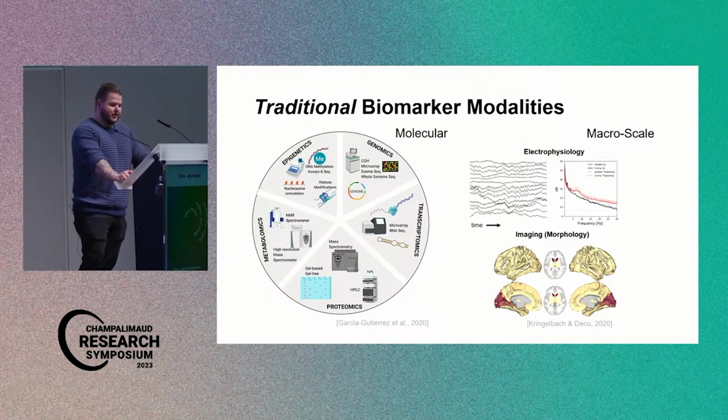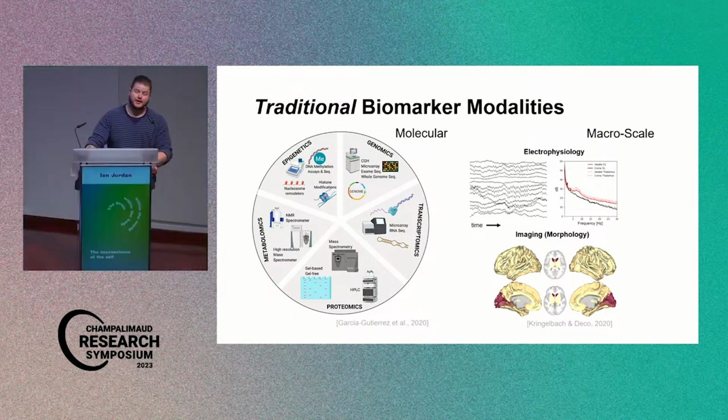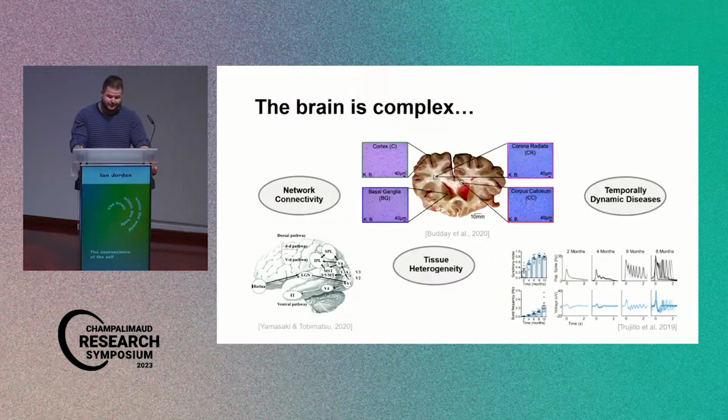Now, on the other hand, macroscale biomarkers also exist, and they potentially take the form of electrophysiological recordings. For instance, we can look at the power band spectrum for diagnosing things like traumatic brain injury, or we can use imaging techniques to look at brain morphology, as, for example, dementia often exhibits forms of atrophy, as well as in many cases of schizophrenia.